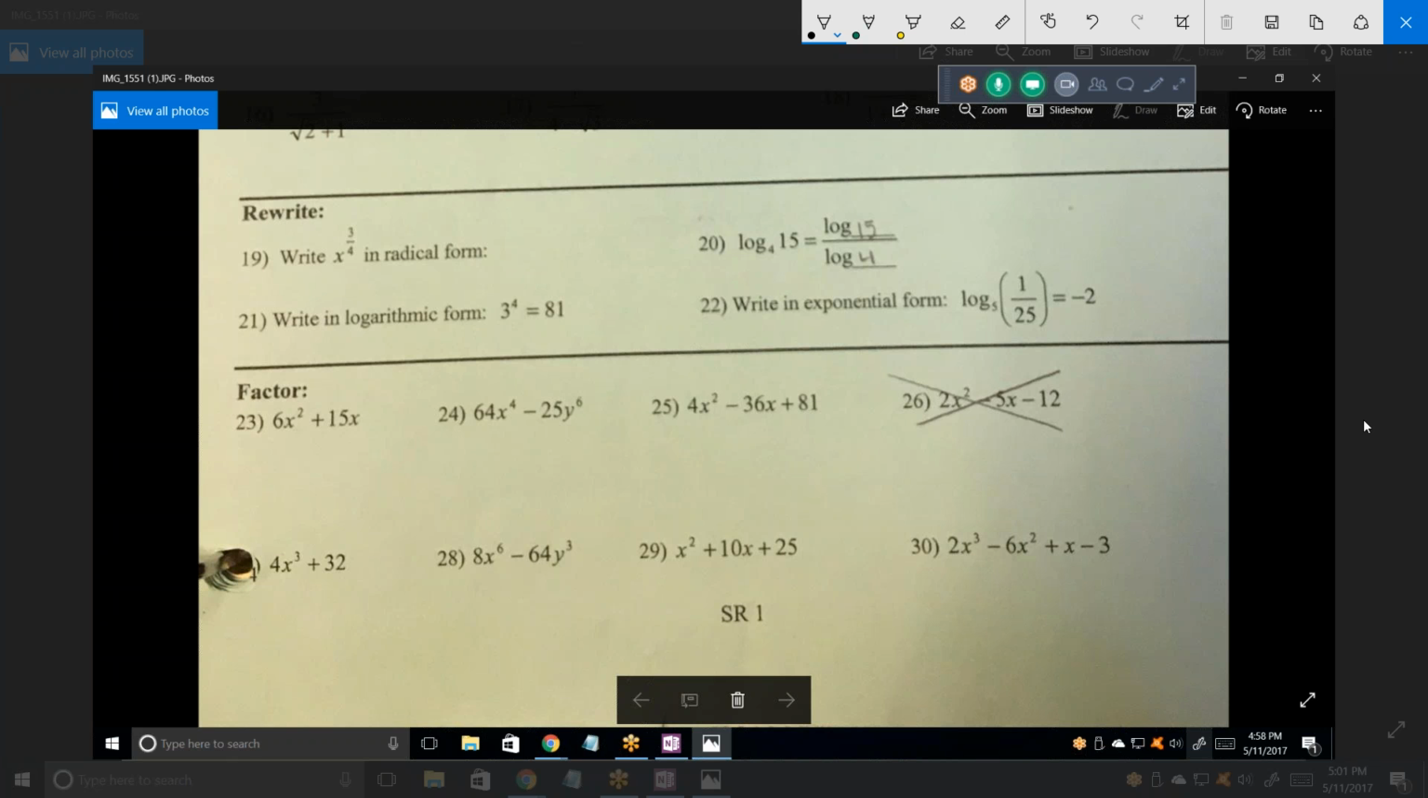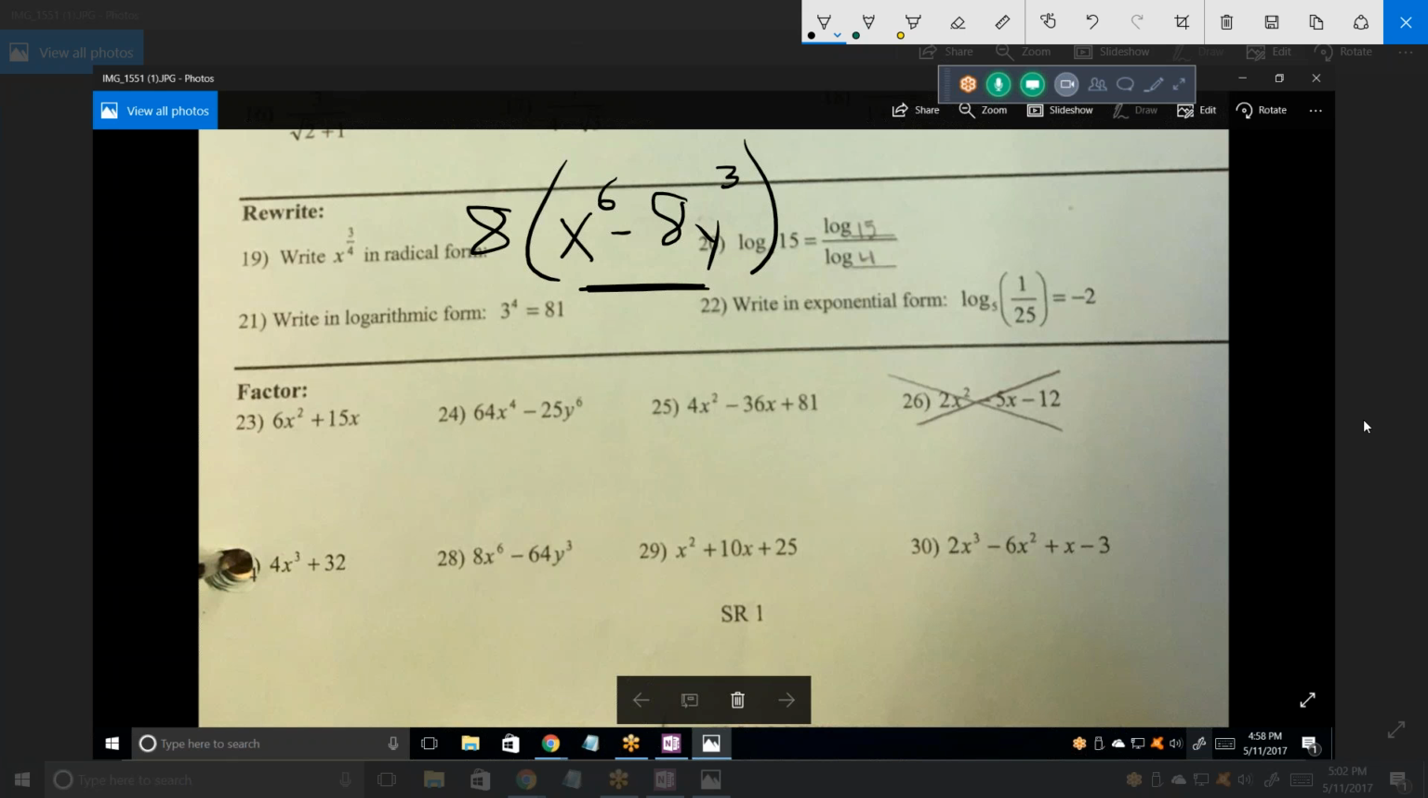Now, let's do 28. Usually when you have a complicated thing to factor, it's not always, but most of the time it's correct to take out a greatest common factor. Always start there. So what's the greatest common factor? Just 8. Leaving? x to the 6th minus 8y to the 3rd. Okay.